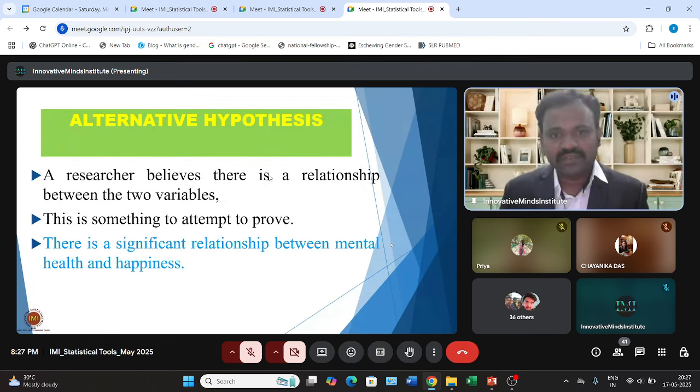An alternative hypothesis. So the researcher believes there is a relationship between two variables. Okay, this is something to attempt to prove. Okay, we are trying to prove something, which means you have some direction. There is a significant relationship between mental health and happiness. So this is the alternative hypothesis for the null hypothesis which we already prepared.